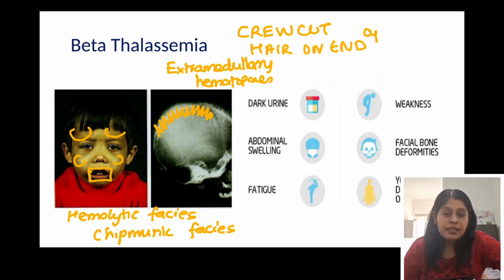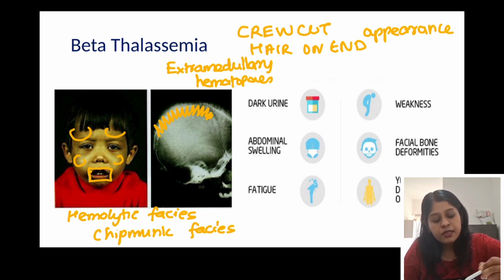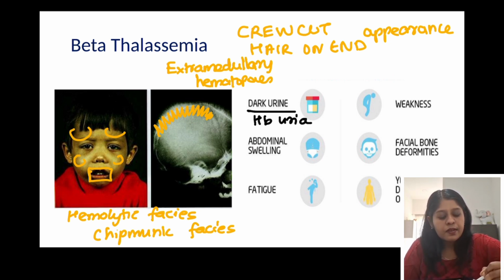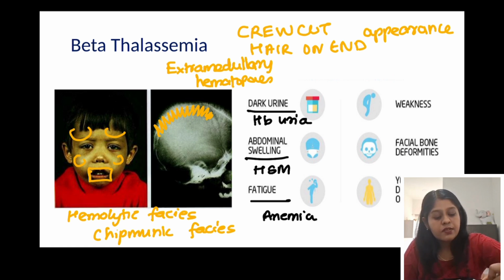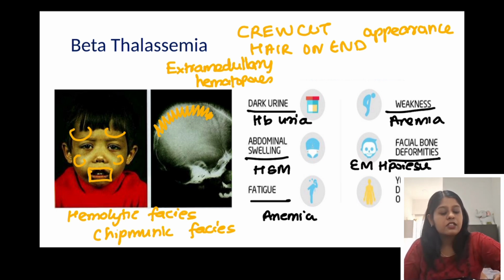Also, the child or the patient will have other clinical features like dark urine, hemoglobinuria, abdominal swelling because of hepatosplenomegaly, excessive fatigue because of anemia, weakness because of anemia, facial bone deformities because of extramedullary hematopoiesis, and jaundice secondary to hemolysis.